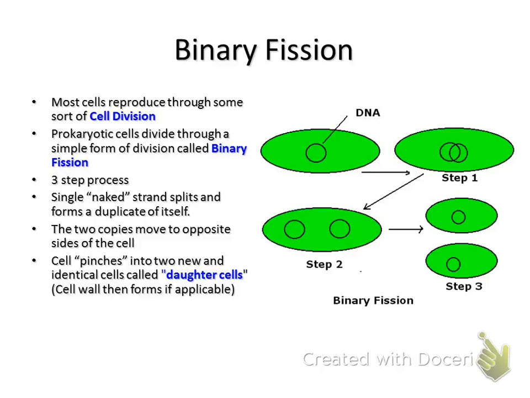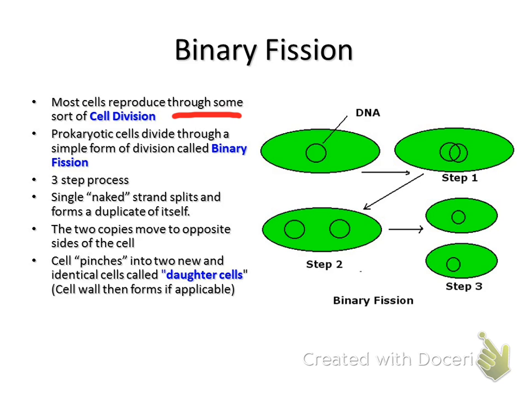Now, these guys over here are prokaryotes, are bacteria, don't have a what? No nucleus. So can they go through the mitosis that we've been learning about? No. So therefore, they go through this, what's up on the screen right now. Binary fission. Okay? So let's take a look at it. In binary fission, most cells reproduce through some sort of cell division. All right? That's just the facts.